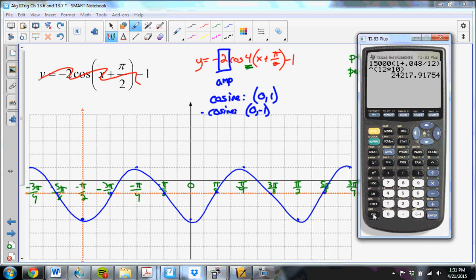Just to check, if you want to see how this looks on your computer and your calculator, I'll do negative 2 times the cosine of 4, and then in parentheses, x plus pi divided by 2, double close parentheses, minus 1. And I'll make the window of this graph look like the window of the graph that I drew. So from negative 3 pi over 4 to 3 pi over 4, and my scale, I was counting by pi over 8s. For the y's, I'll go from negative 5 to 5, count by 1s. Graph that.